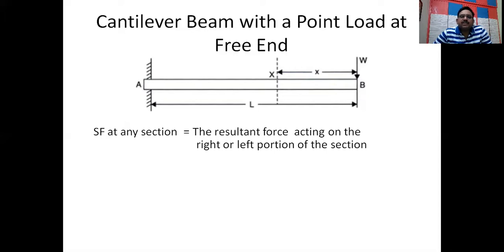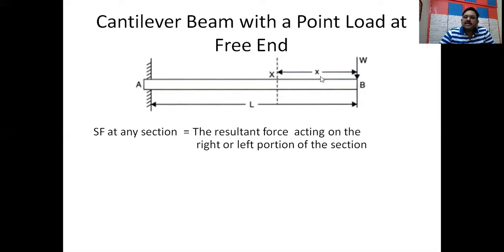To save time, we know the definitions. In the last video lesson, we have defined the shear force at any section of a beam. If you want to find out the shear force at any section, it is the resultant force acting on the right or left portion of the section. For example, if I want to find out the shear force at this section, I have to consider either the left side or the right side. Any side we can take, and we have to calculate the resultant force on either side.